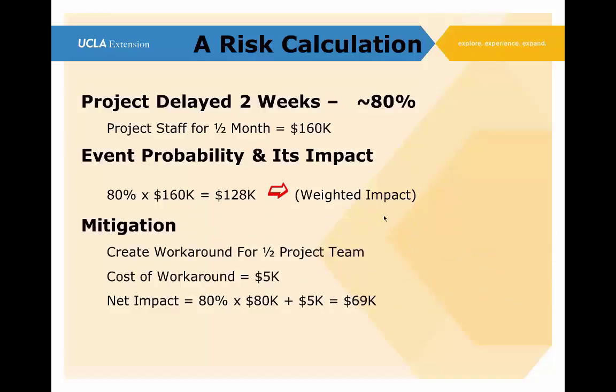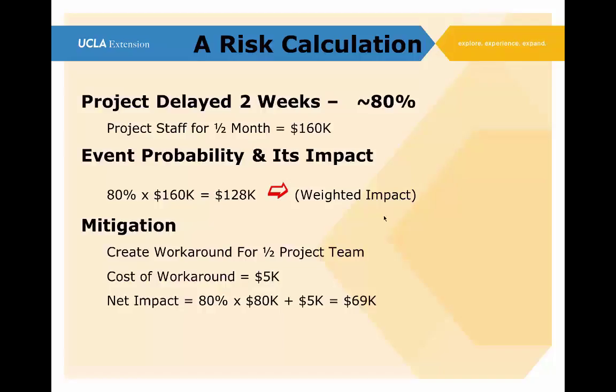Now, we'll take a look at mitigation on this risk, and we see that maybe we can create a workaround for half the project team. In other words, maybe we don't have the whole project team sitting still for half a month. We can create work for half the project team. But to create this workaround, to set it up, it's going to cost us $5,000. So that's our cost of mitigation. $5,000, the cost of the workaround, is the cost of mitigation.